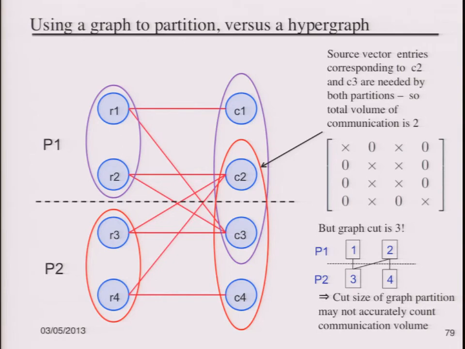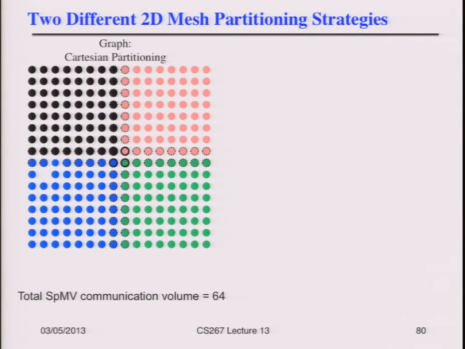So now let me go to a more interesting problem, a two-dimensional mesh, and compare the answers I get from graph partitioning it versus hypergraph partitioning it. Okay, so here I have a two-dimensional mesh, and I don't know why that blue dot doesn't show up. Thank you, PowerPoint.